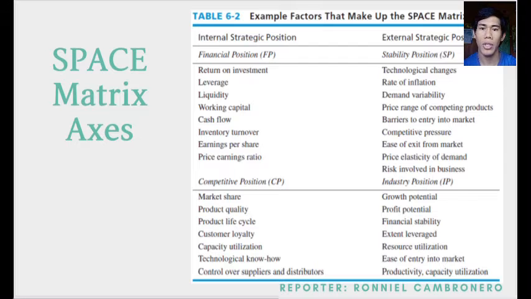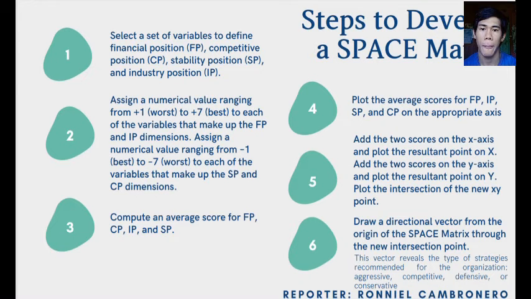In stability positions, we have technological changes, rate of inflation, demand variability, price range of competing products, barriers to entry into market, competitive pressure, ease of exit from market, price elasticity of demand, risk involved in business. In industry positions, we have growth potential, profit potential, financial stability, extent leverage, resource utilization, ease of entry into market, and productivity capacity utilization.